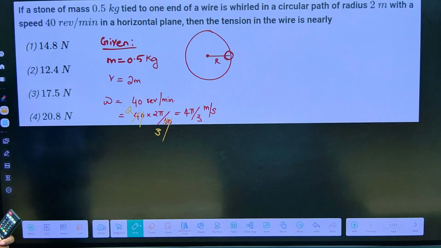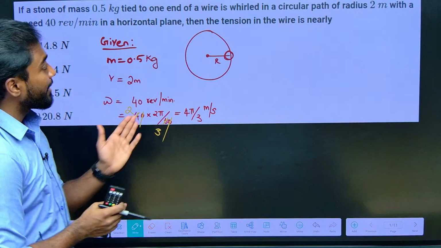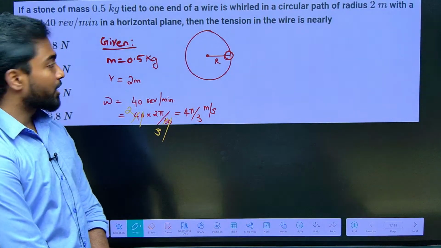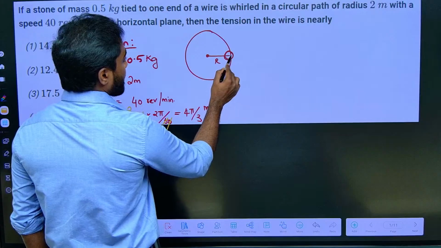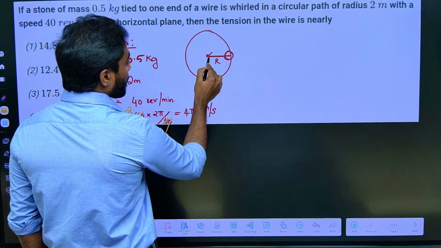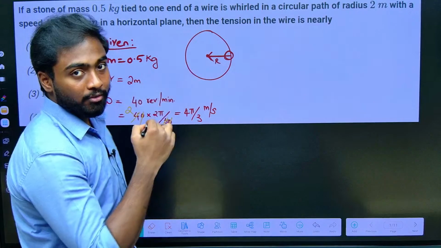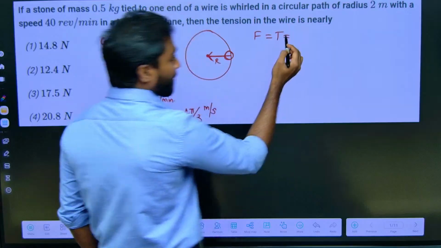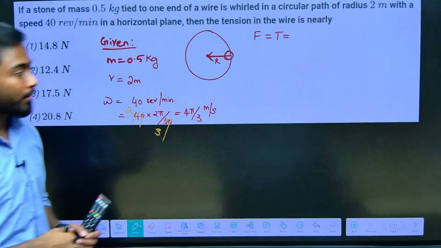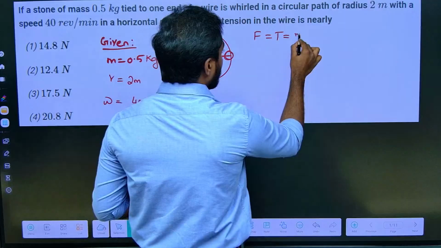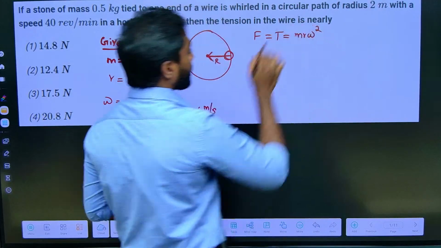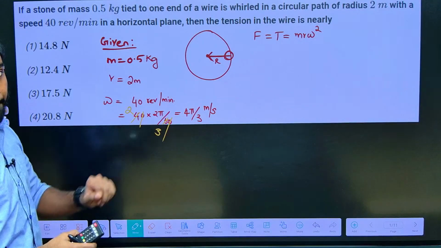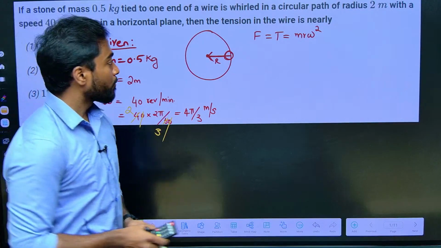Now what else have they given? In a horizontal plane, the tension in the wire. When we talk about tension, the force will be towards the center, the centripetal force. So force F or tension T, both are the same, whichever term we use, will be equal to m r omega square. So this is the formula. Can you give the answer for this question now?